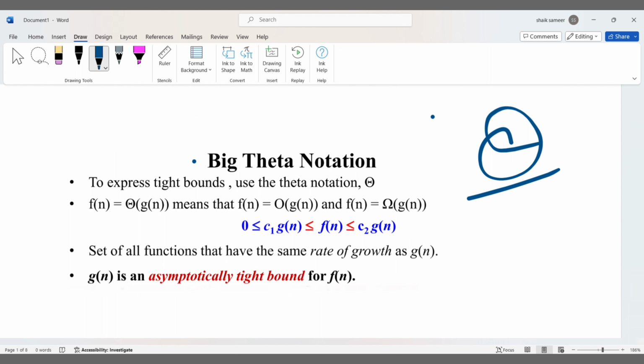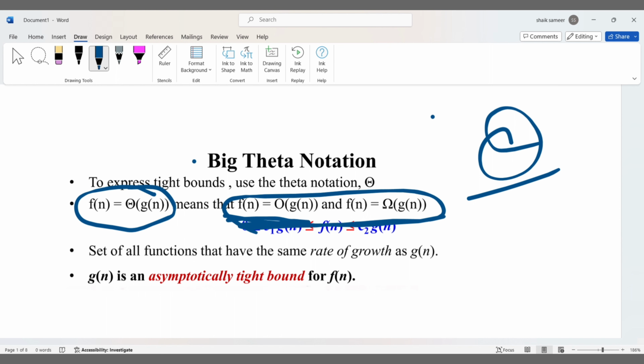f of n equal to theta of g of n means f of n equal to big O of g of n and big omega of g of n. To satisfy this condition, f of n must be big O of g of n and big omega of g of n, meaning it is both an upper and lower bound condition, that is nothing but an average bound. I hope you have understood. To satisfy this we have to satisfy these two conditions, because it is an average bound, that is, upper and lower bound, a tighter bound.